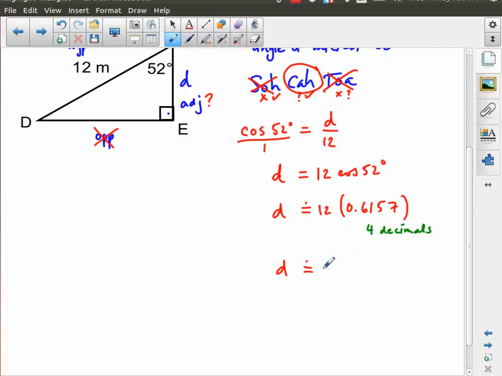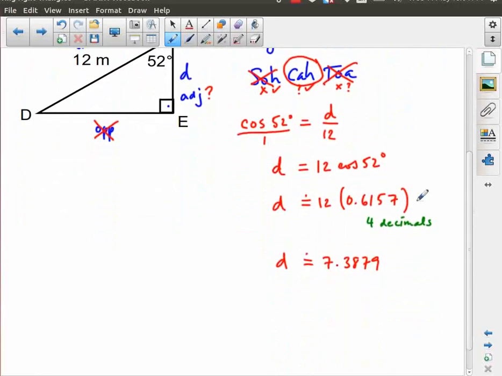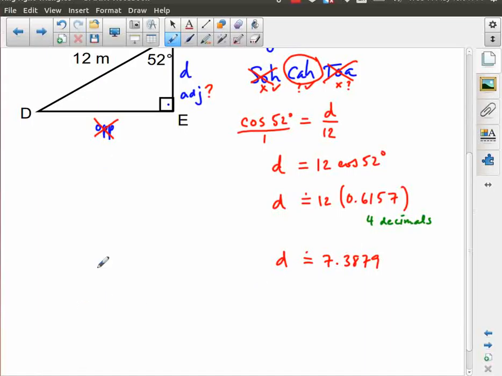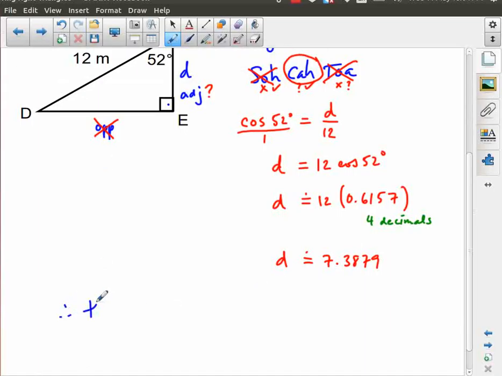And so since I'm going to write a concluding statement, I'm going to write this as 7.3879. And it didn't specify how many decimal places. My answer here is in meters. I'm going to do my concluding statement. I'm going to round to 1 decimal place since it's not specified. Therefore, the height is, so 7.3879, it's going to round to 7.4 meters.